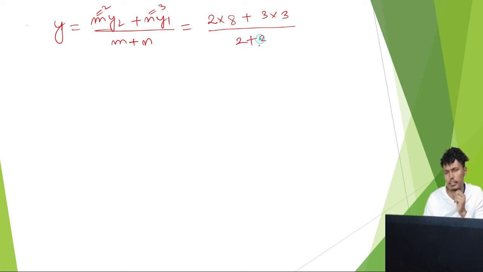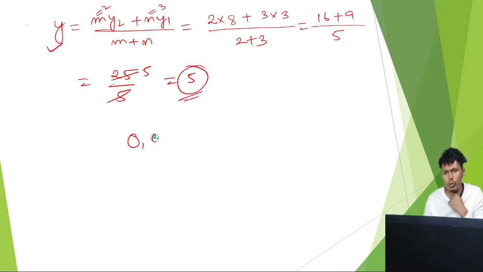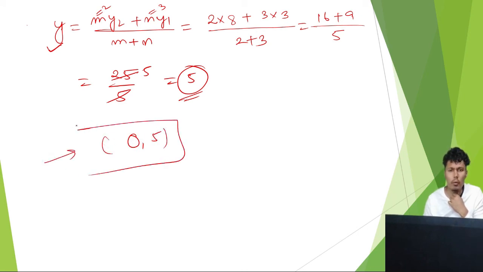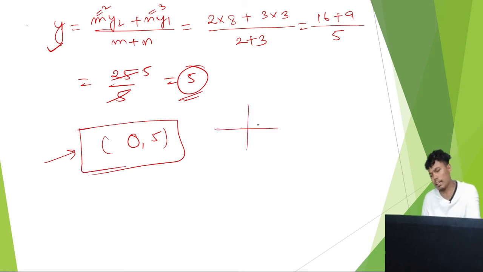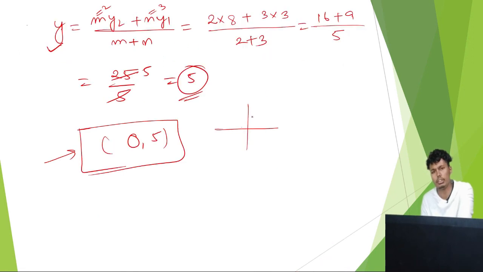m plus n is 2 plus 3. 2 into 8 is 16, plus 3 into 3 is 9, divided by 3 plus 2, which is 5. 16 plus 9 is 25, by 5. 5 fives are 25. It is 5. So the coordinate y is 5. The coordinate x is 0. So we can write 0, 5. This is the coordinates of the point which divides the line segment. So we have got the ratio 2 by 3 and the point is 0, 5.